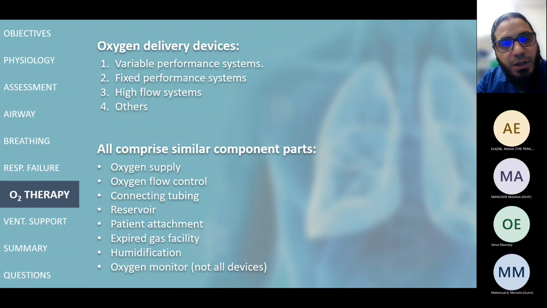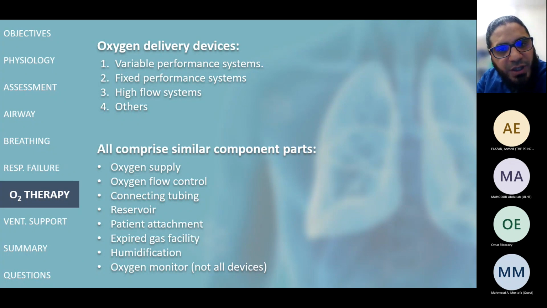The oxygen delivery devices that are used are categorized into 4 main categories. One is variable performance, which means that the amount of oxygen that you give to the patient is variable and depends on so many things. Then you have a fixed performance system, where you can be sure about the amount of oxygen that you are giving to the patient. And you have devices with a high flow system, and there are other devices as well, like the extracorporeal one we spoke about.